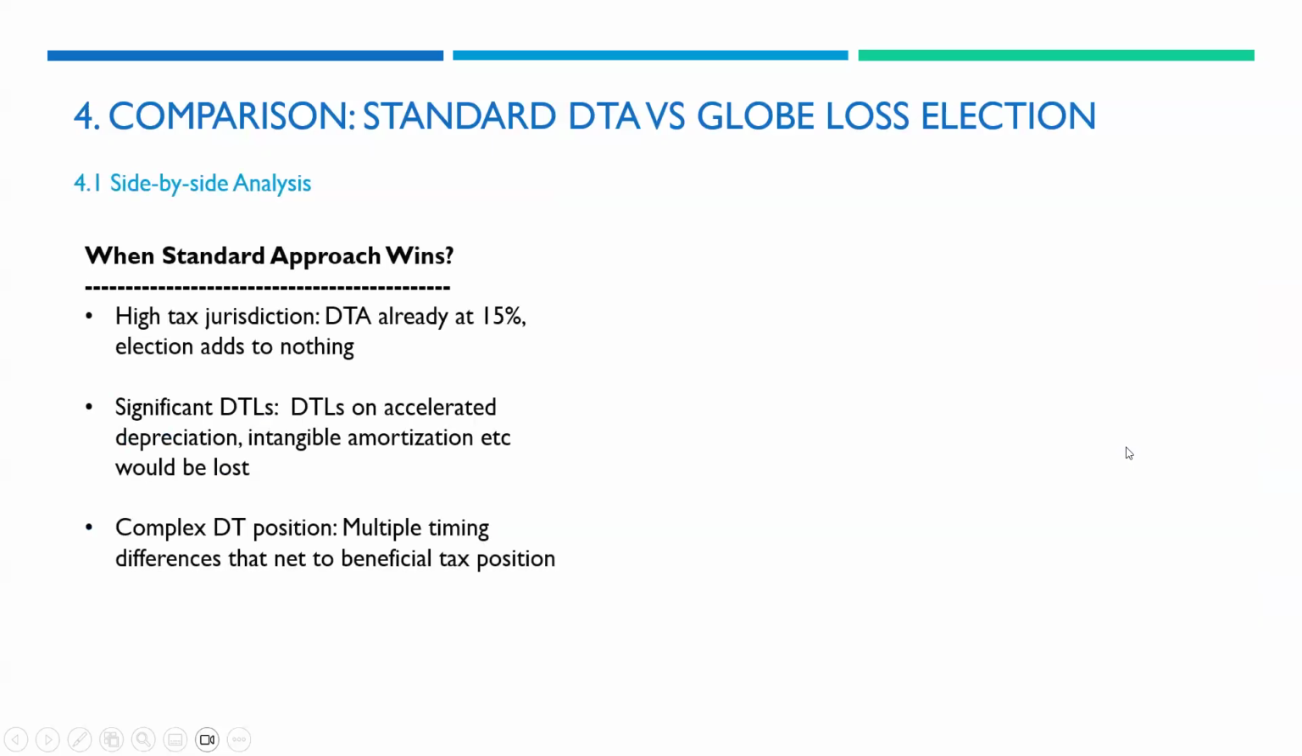So that is what it is. So the vendor standard approach, which is 4.4, wins if it's a high tax jurisdiction and the DTA is already at 15%. Then it is better to go with the standard approach because you will get 15% of DTLs also. Here in 4.5, you will lose all the DTLs. Yes, significant DTLs and accelerated depreciation intangibles will be lost.